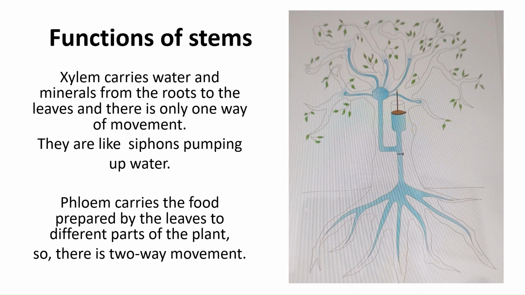The functions of stems. Xylem carries water and minerals from the roots to the leaves, and there is only one way of movement. They are like siphons pumping up water. Phloem carries the food prepared by the leaves to the different parts of the plant, so there is two-way movement.